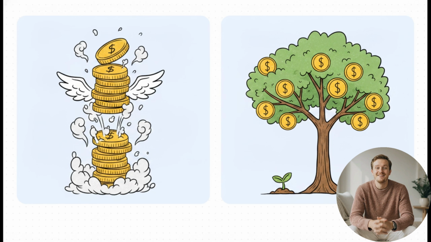Organic content, though, flips this whole model on its head. Instead of buying attention, you're earning it. You create videos, optimize your product pages, write articles, and those become compounding assets. Assets that you actually own, which just keep pulling in buyers long after you hit publish.